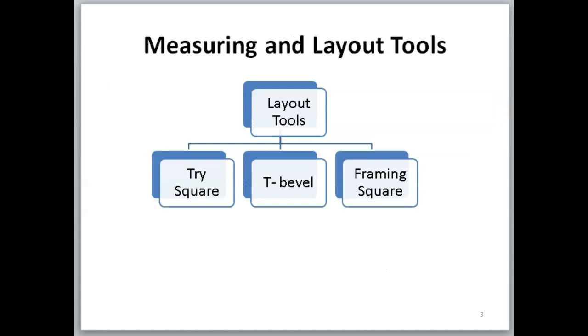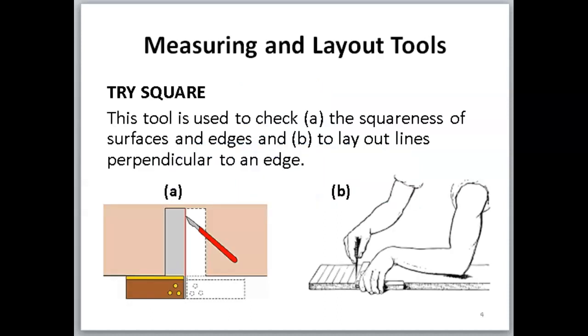Now, the measuring and layout tools that will be addressed in this presentation are the tri-square, the sliding T-bevel, and the framing square. Now, let's look at the tri-square. This tool is used to check A, the squareness of surfaces and edges, and B, to lay out lines perpendicular to an edge. So diagram A shows you how the tri-square is used to check the squareness of surfaces and edges, while diagram B shows you how the tri-square can be used to lay out lines perpendicular to an edge.